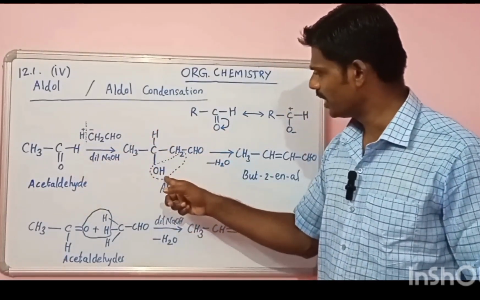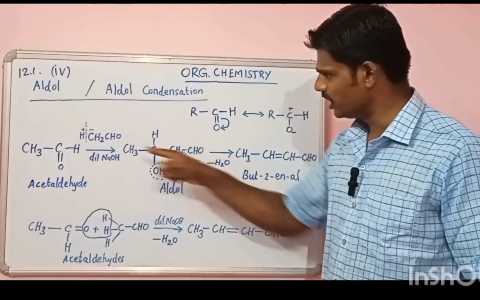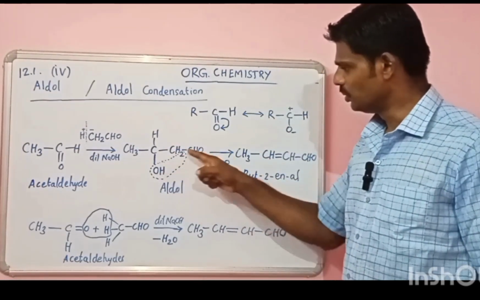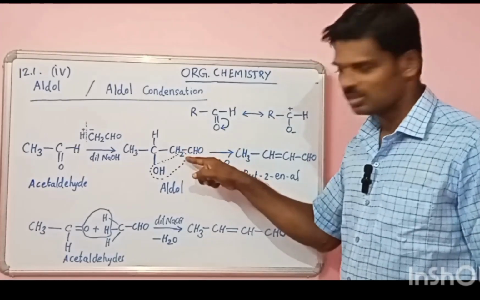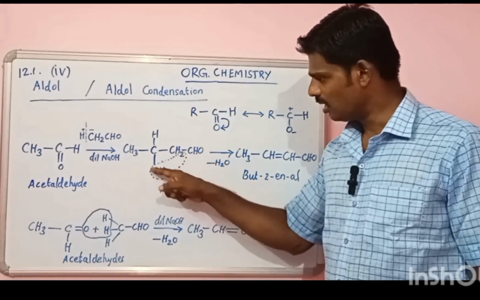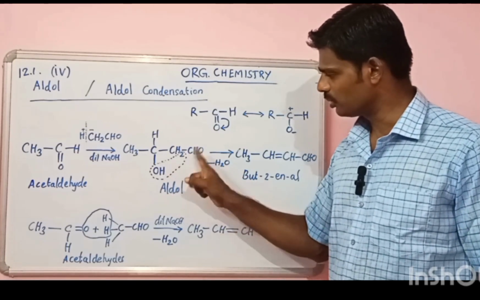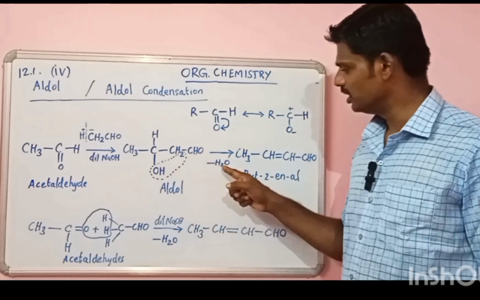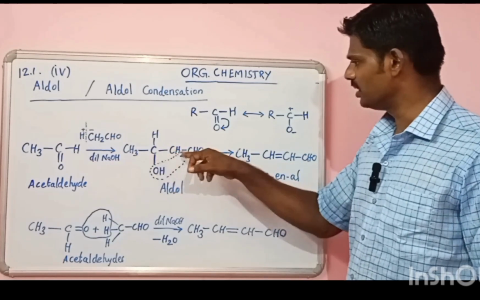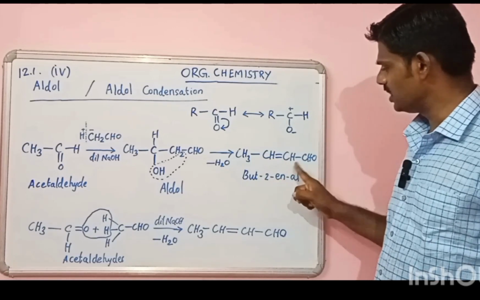So O minus becomes OH, and the CH2CHO molecule has been attached to the carbon atom. Now this CH2 has two hydrogens; one of the hydrogens will be lost to form H2O. So one H, another H, two H plus O, H2O is formed. That is why a double bond is created between this CH and this CH. So we get CH3, CH double bond CH, CHO.